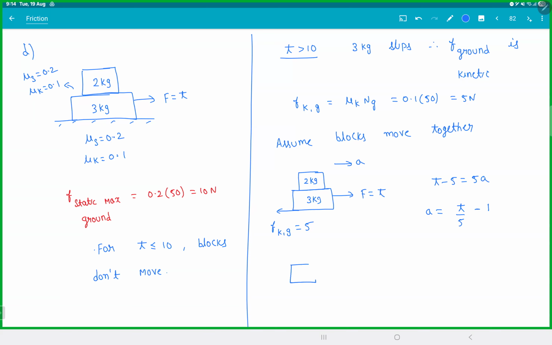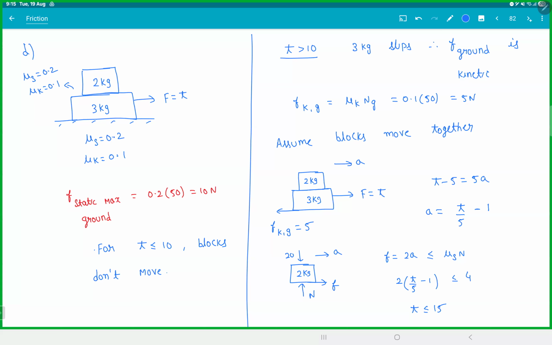Choose any one block. I'll choose the 2 kg block. So this is the friction between them. Acceleration, so this will be F is equal to 2a. But we know this friction must be less than or equal to mu s into N. Remember, this N is 20 newtons. This is the F between them. So this will be 2 into (T by 5 minus 1), less than 0.2 into 20, that's 4. That will be 2, 3. So T less than 15 seconds. So up to 15 seconds, they'll go together. At 10 seconds, they'll start moving, and up to 15 seconds, they'll go together, and after 15, they'll slip.